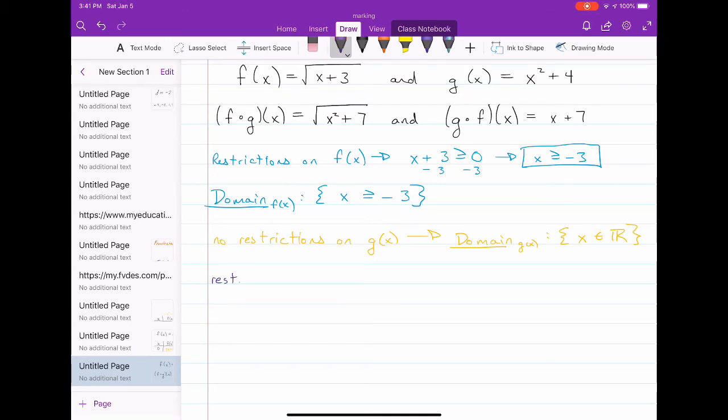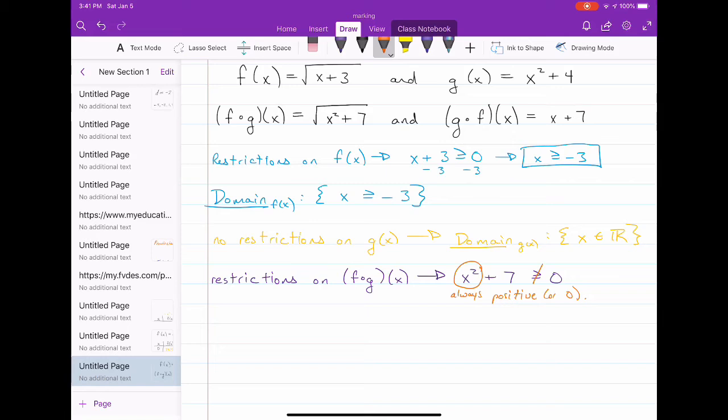Okay, looking at the domain of f of g of x, which is the square root of x squared plus 7. So what I'm going to consider as a restriction is that x squared plus 7 has to be greater than or equal to 0. It never can be anything but, because when you square a number, it becomes positive unless it's 0. 0 squared is 0, but I'm still adding 7 to it. So when you add 7 to 0, you get 7.